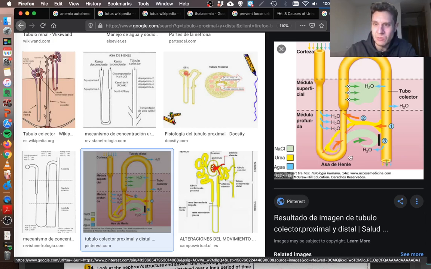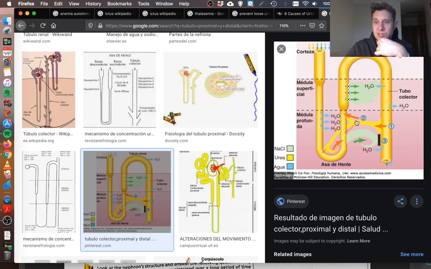So this structure has one meaning. They are going to extract water. Water is very precious. We need to get rid of the toxins, but not the water. Water good, toxin not good. So during this process, we are trying to extract the water from the urine.